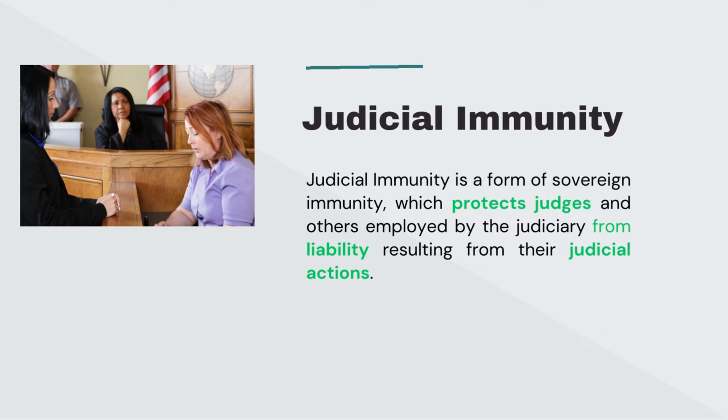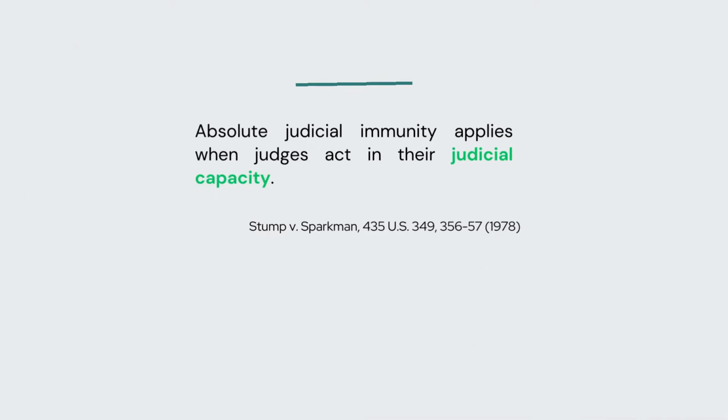Judicial immunity is a form of sovereign immunity which protects judges and others employed by the judiciary from liability resulting from their judicial actions. Absolute judicial immunity applies when judges act in their judicial capacity. So let's look at one landmark case, Stump versus Sparkman.